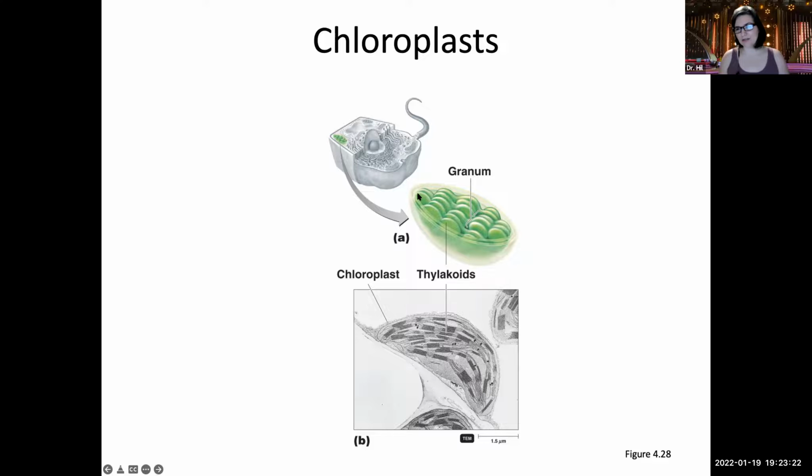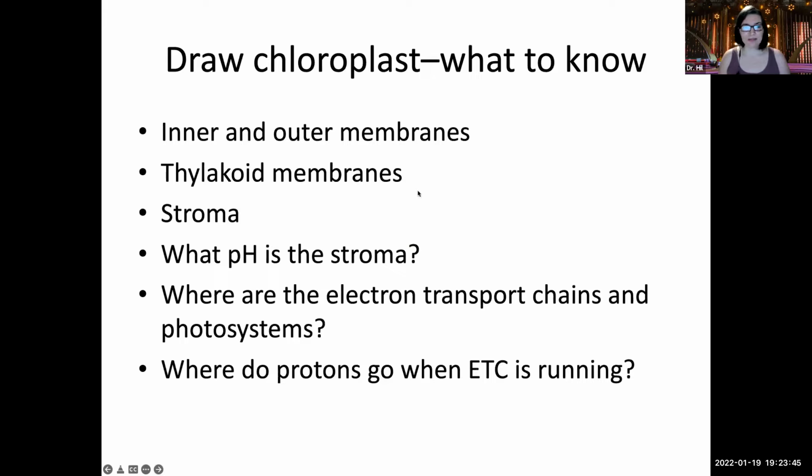What's that fluid called? That's right, that's the stroma. And then the inside of the thylakoid, you could call it the interior of the thylakoid, or you could call it the lumen of the thylakoid, right? So we've got these two fluid-filled compartments separated by the thylakoid membrane. All right. So you want to make sure that when you draw your chloroplast, you're paying attention to, there's inner and outer membranes, there's thylakoid membranes, stroma, which is the fluid bathing the thylakoids, there's the interior of the thylakoid. What pH is the stroma?